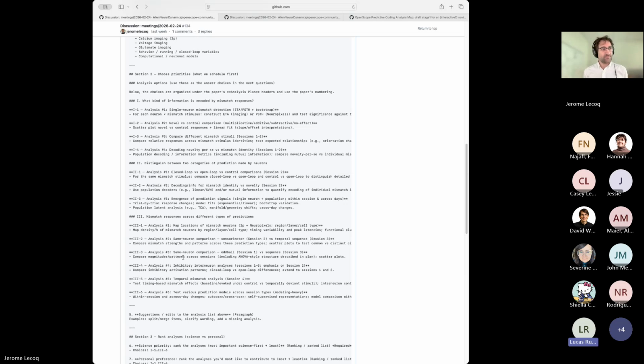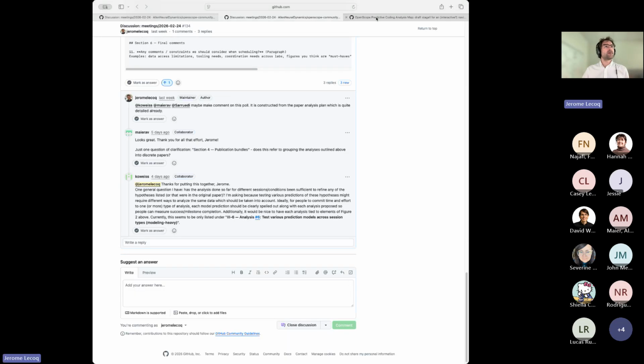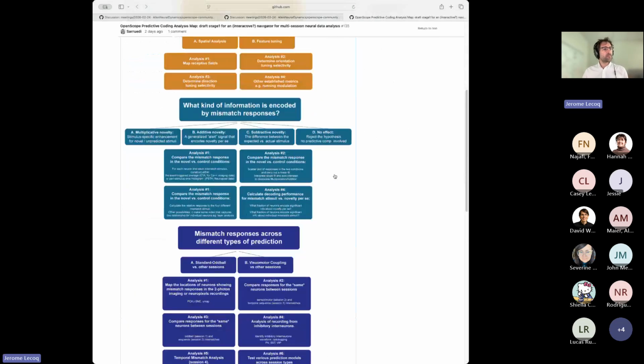Just one question, Jerome. Yeah. The visual version, the analysis map, is this meant as visual guidance to this document, or how would you see it? This is something that Sarah suggested we build. I don't know if she joined us. She has not joined yet. So let's look at it quickly. That's right, she put this together.